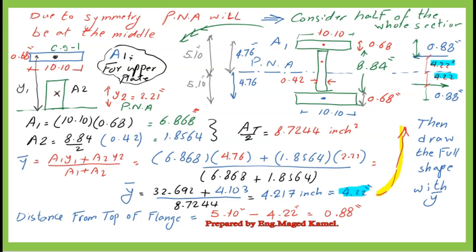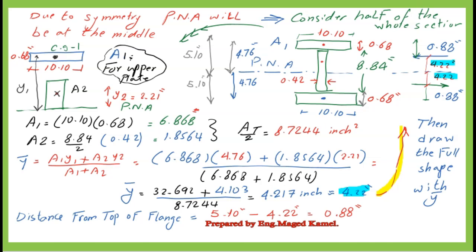For Y1, the distance from CG of the area A1 to the plastic neutral axis, it can be found as equal to 4.76 inches, which is the half of the overall height, from which we deduct half of the upper flange width. While for Y2 distance, it is equal to 0.5 by half of the overall web height.